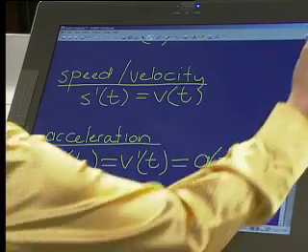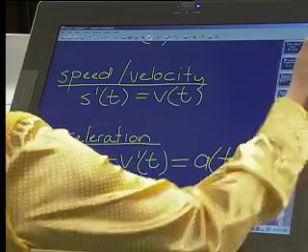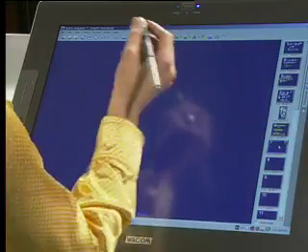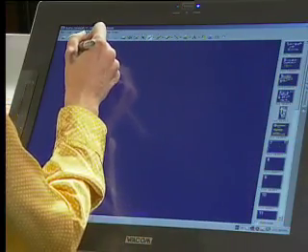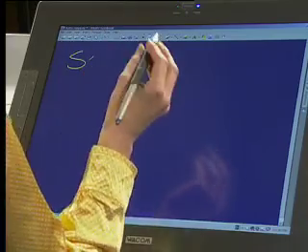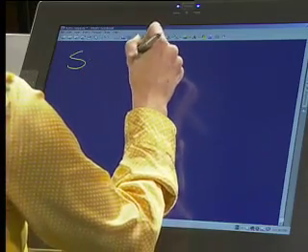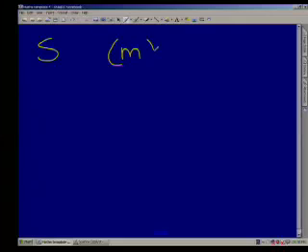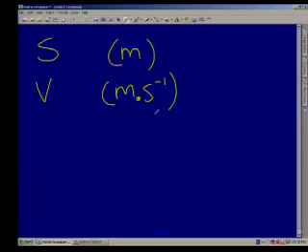All right, so let's just make a quick summary. If we have a look at S is our distance or our displacement. Our distance or displacement is usually measured in meters. Then I get velocity or speed, which is measured in meters per second. And then it is acceleration, which is meters per second squared.